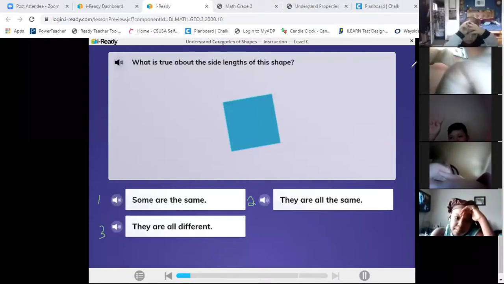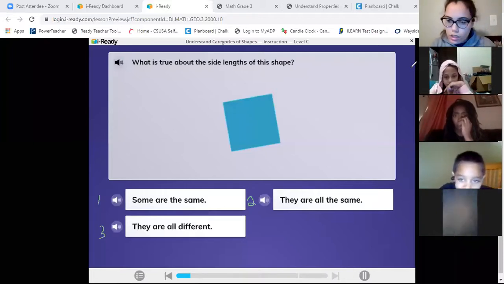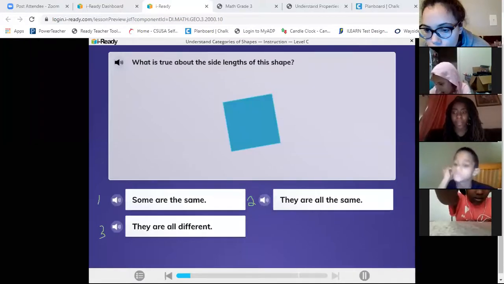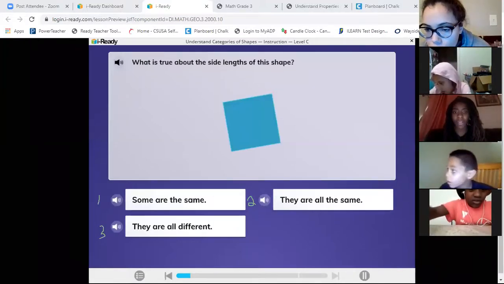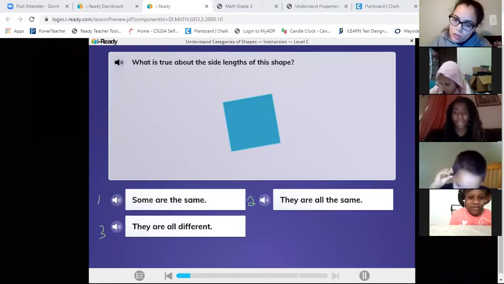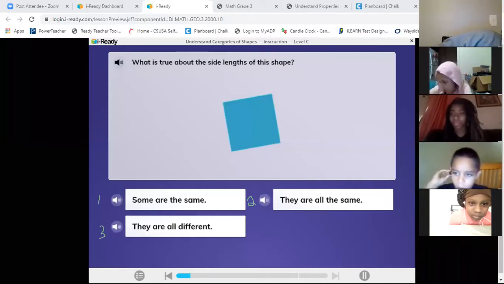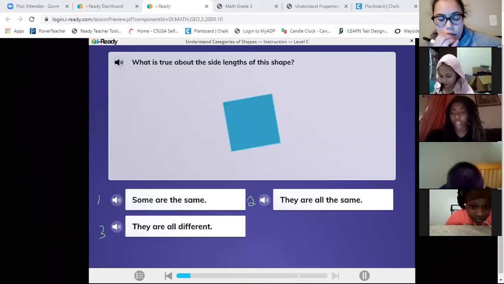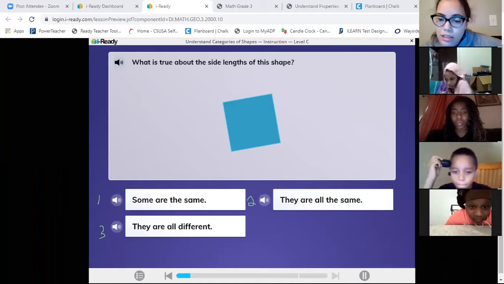Okay, let's pick someone who said 2 and tell me why do you think it's 2? Who said 2? The reason why I picked number 2 is because all of them have the same size. What shape would that be? It's a square. So you said it's a square and then they're all the same size. How about someone that picked 1? Can you tell me why you picked 1?